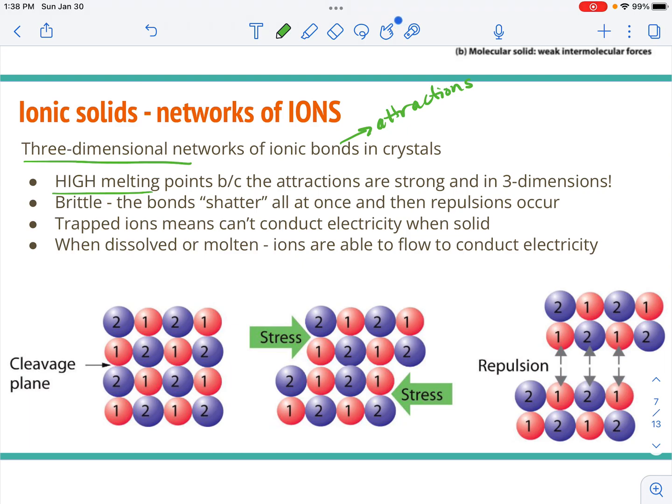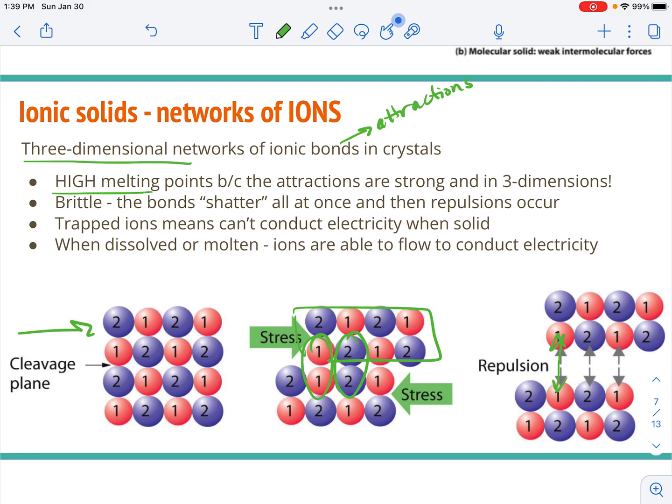The bonds shatter kind of all at once, and I really like this picture because what happens is that when you put some stress on here and slide all these ions over, now all of a sudden the positive ions and the negative ions are next to each other and will repel each other. This happens instantly if you were to hit it or try to put it in a mortar and pestle and grind it. You're actually making those positives and negatives try to slide across each other, and then they push each other away. Unlike in metals, where when they slide across each other, the electron sea just kind of holds them together.